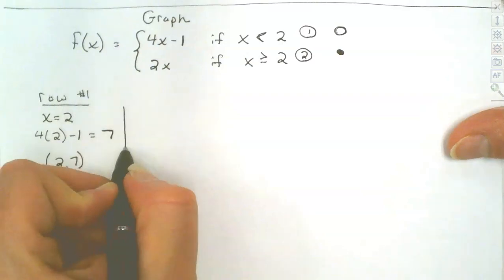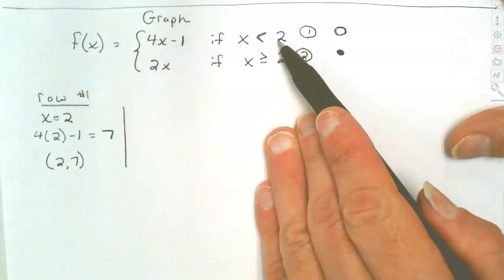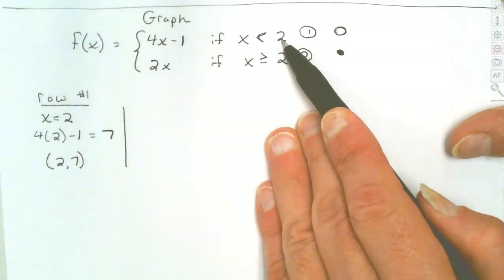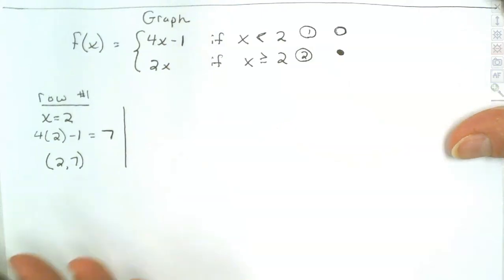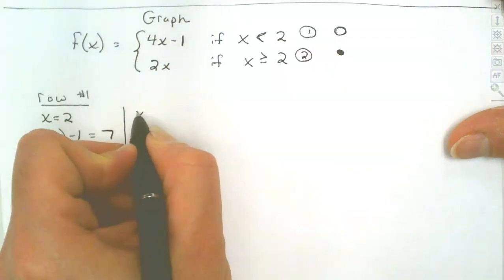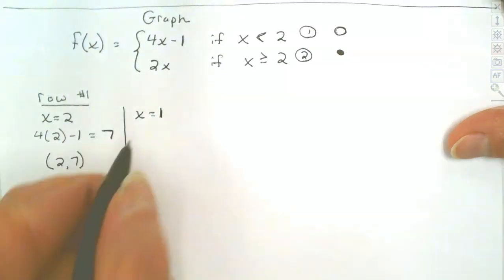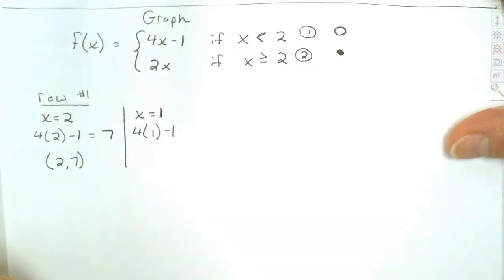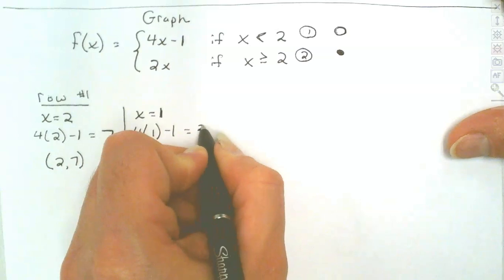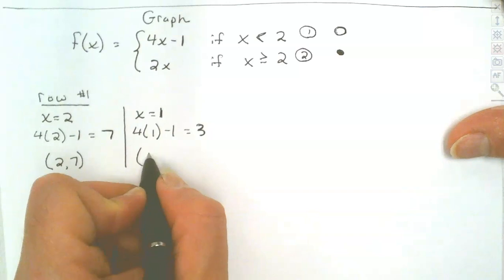We need another point in row 1. Now, what does row 1 say? It says we want values of x that are less than 2. So we need a value that's less than 2. We can use 0 or we can use 1. Doesn't matter. I'm just going to use 1. So we're going to plug in that 1. And that's going to be 4 times 1 minus 1. And that gives you a 3. So now my second point for the first row is 1, 3.